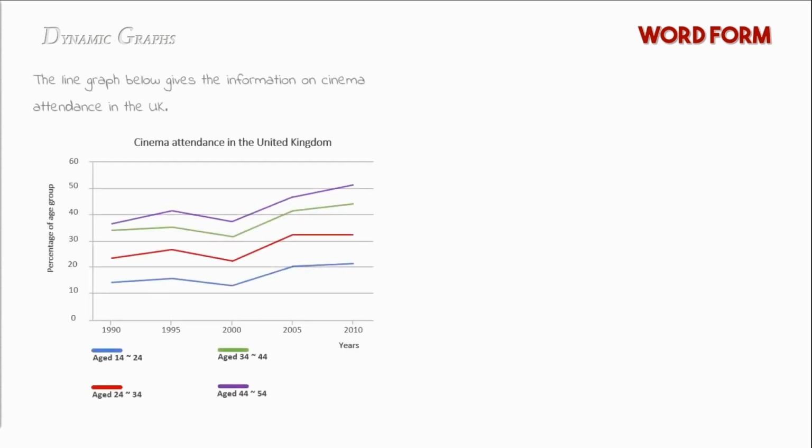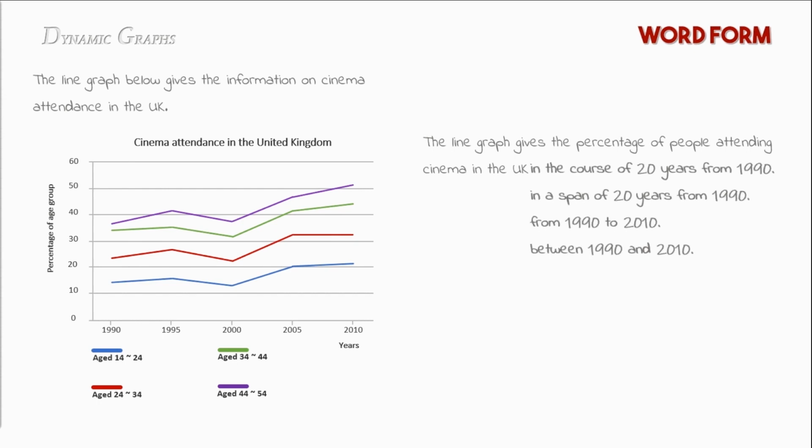For the word form strategy, we just change the word attendance to attending, then use the time expressions. The prompt, the line graph below gives the information on cinema attendance in the UK, is paraphrased to, the line graph gives the percentage of people attending cinema in the UK in the course of 20 years from 1990, or in a span of 20 years from 1990, or from 1990 to 2010, or between 1990 and 2010.